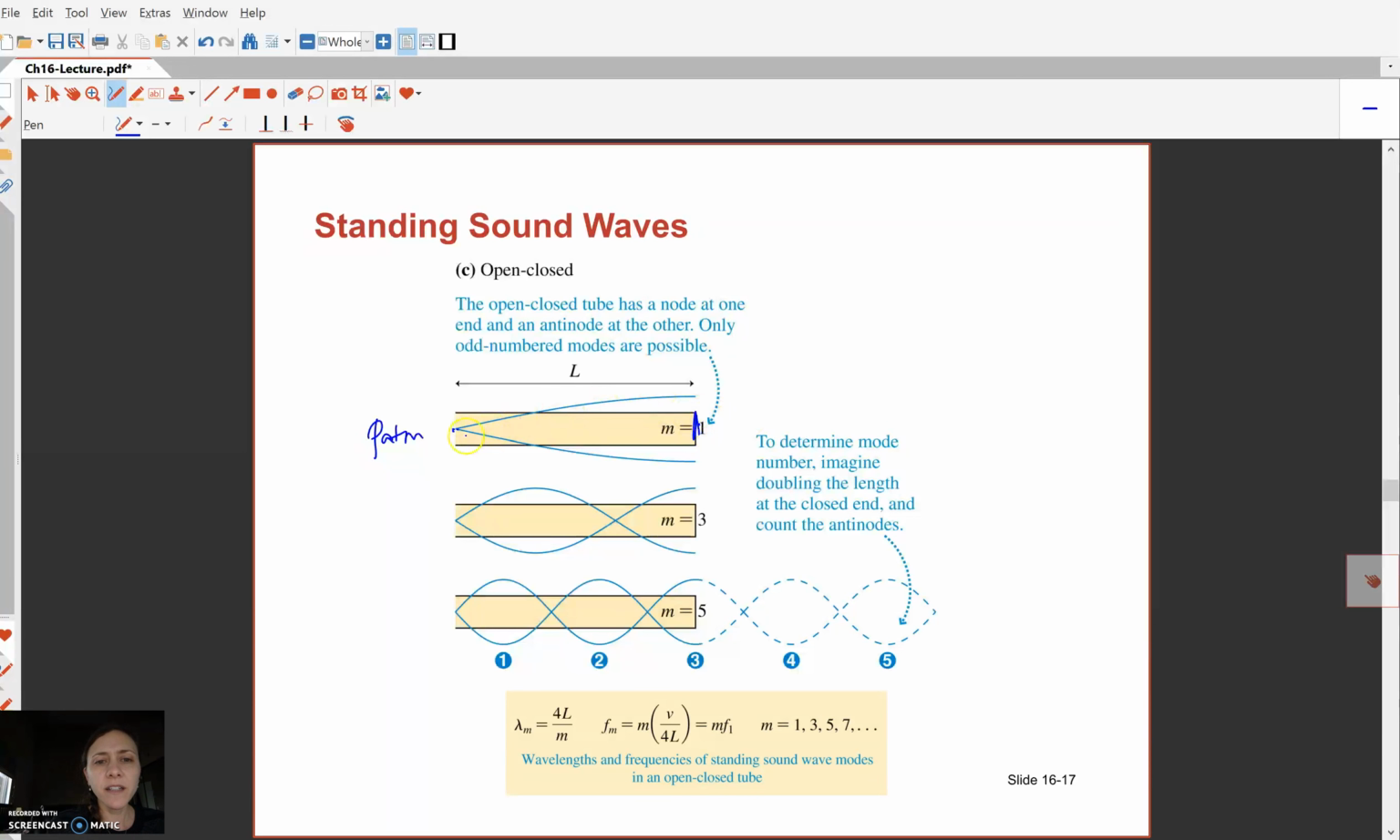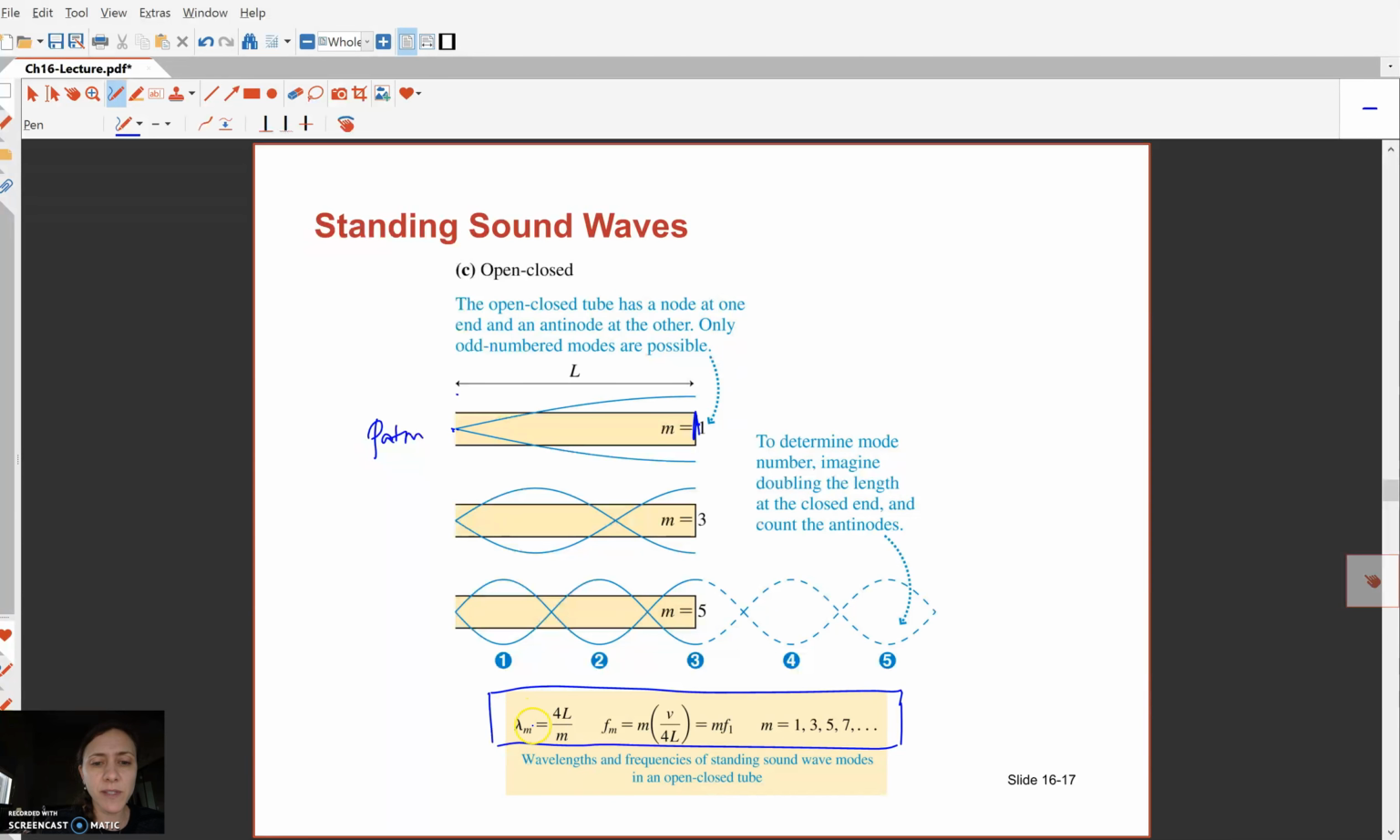So mode 1, we see we can fit a quarter of a wavelength in here. Mode 3, we jump ahead, we can fit 3/4 of a wavelength because we've gone from 1/4 to 3/4. 2/4, or in other words, a half a wavelength doesn't fit inside an open closed tube. It doesn't work that way. Half a wavelength would have either 2 nodes or 2 antinodes, and that doesn't fit in an open closed tube. So the mathematics are slightly different. I'm not going to focus on them quite as much as the other ones because the open, closed, and waves on a string all have the same mathematical formulas.